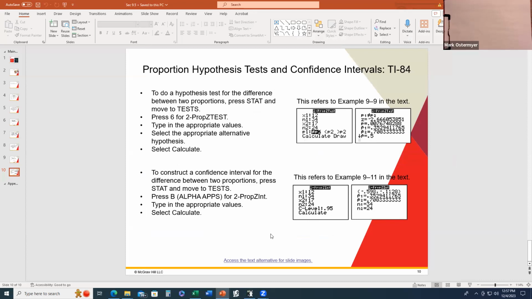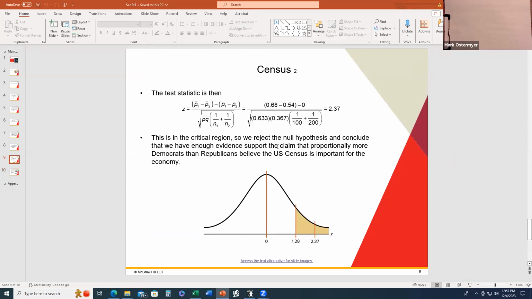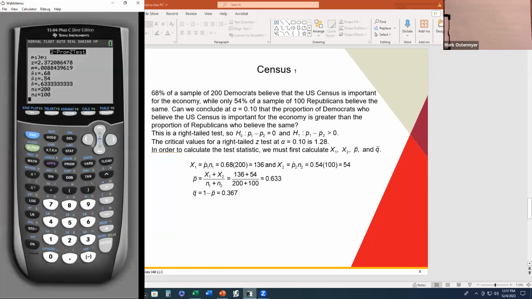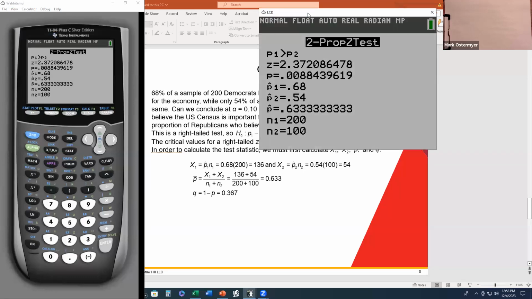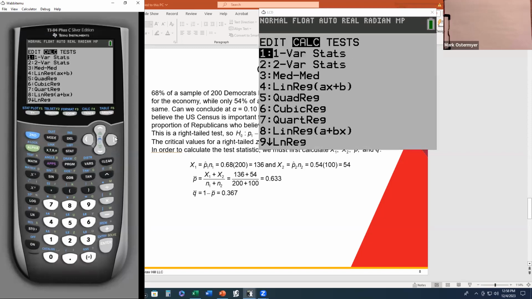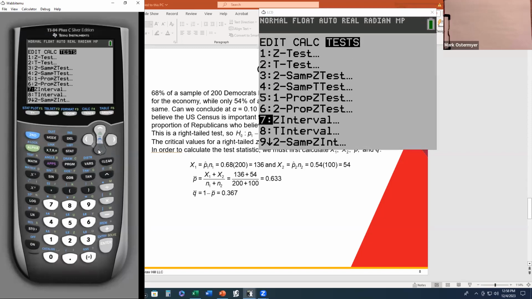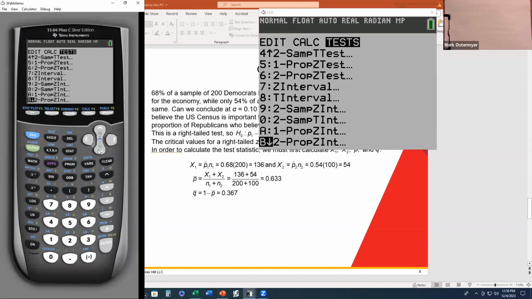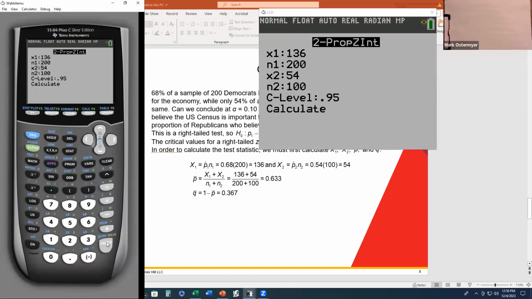We already showed you. I'll tell you what, why don't we make a confidence interval here since we got this one. Let's build a confidence interval for the differences between the population proportions. Go down and grab the 2 prop z int function. Everything's been imported from the hypothesis test, 95% level of confidence.